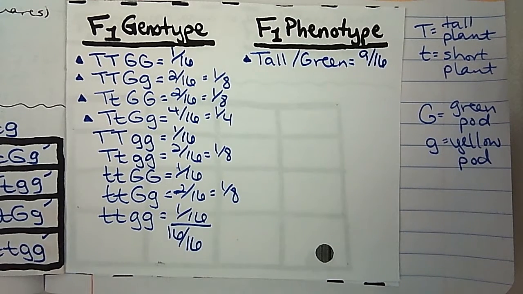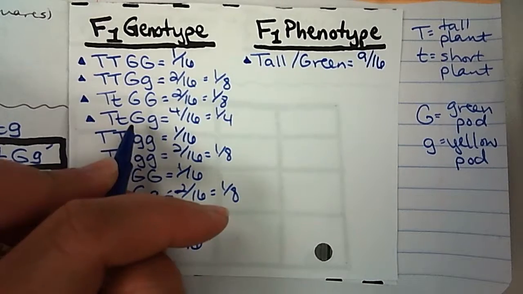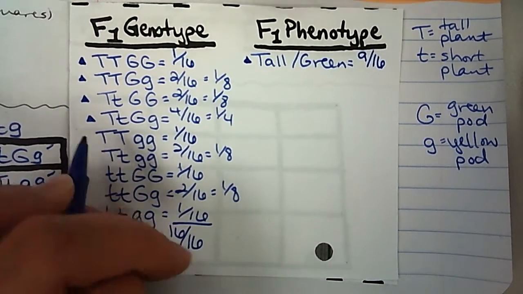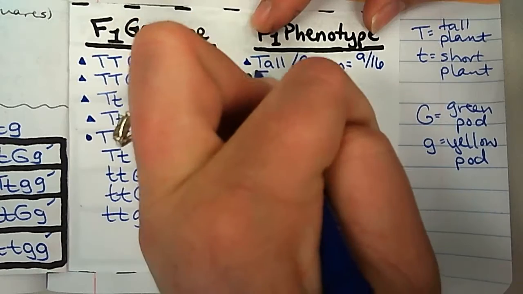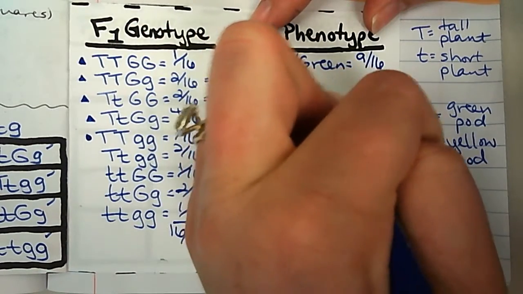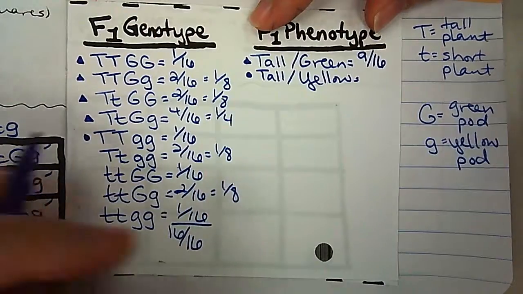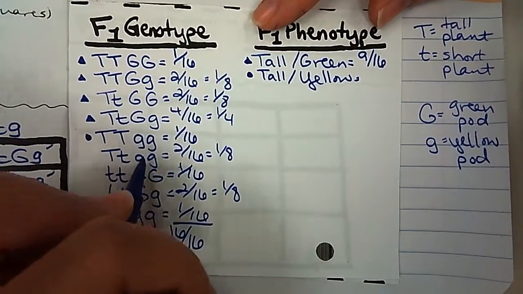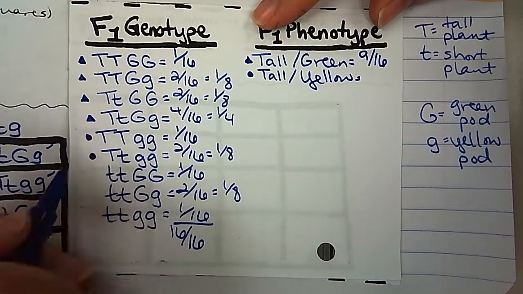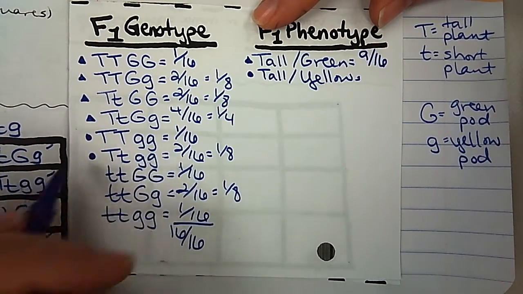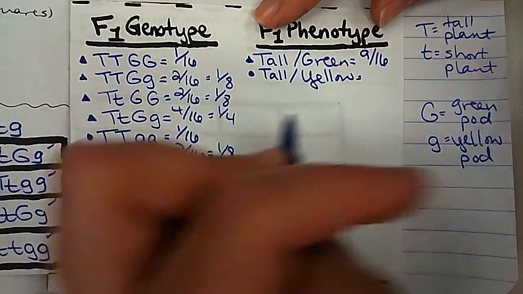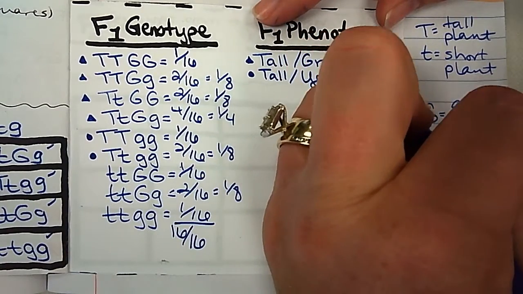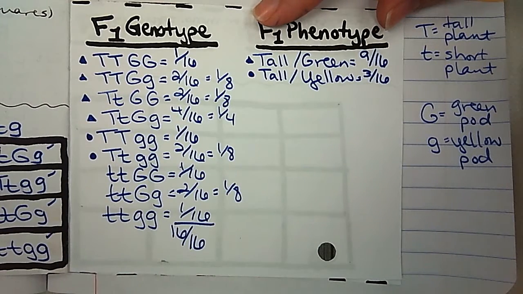Okay? So then I go to my next one that I haven't counted yet. This was tall and yellow. So I'm just going to do a dot. A dot is going to be tall and yellow. So that one's tall and yellow. That is tall and yellow. That's not tall, not tall, not tall. So it's not 2, it's 1, 2, 3. So 3 out of 16 are tall yellow.